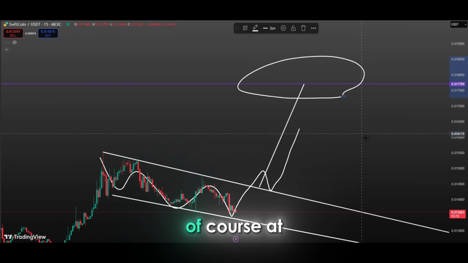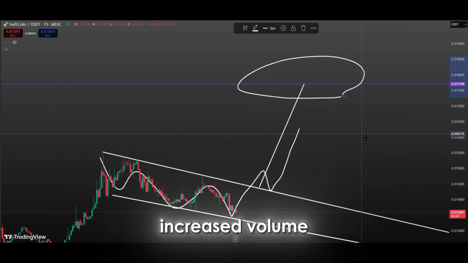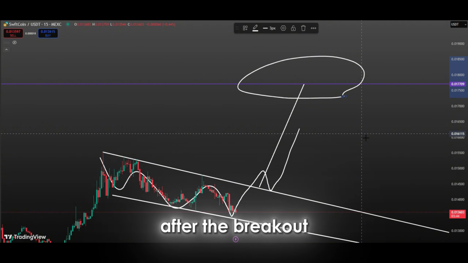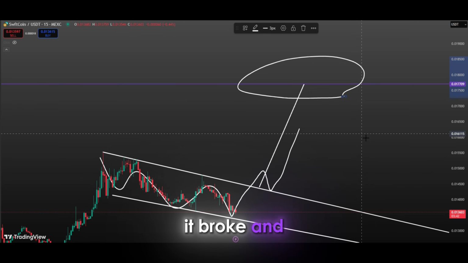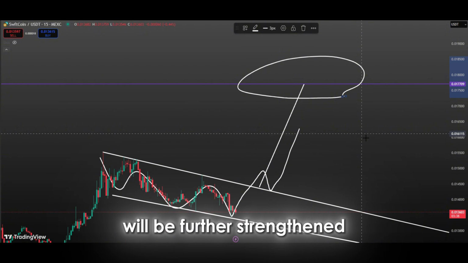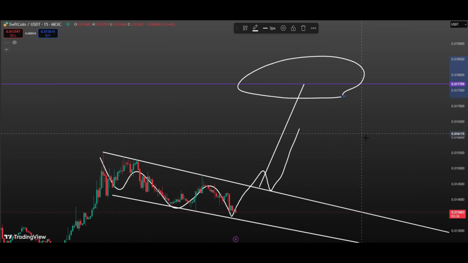Of course, at this point it may be risky to open a trade just by looking at the pattern. The price needs to break the upper flag line strongly, preferably supported by increased volume. Also, there is usually a retest after the breakout, meaning that the price may retrace back to the resistance line it broke and confirm it as support. If this test of support is successful, the upside momentum will be further strengthened, and the rise towards the target can continue in a healthier way.